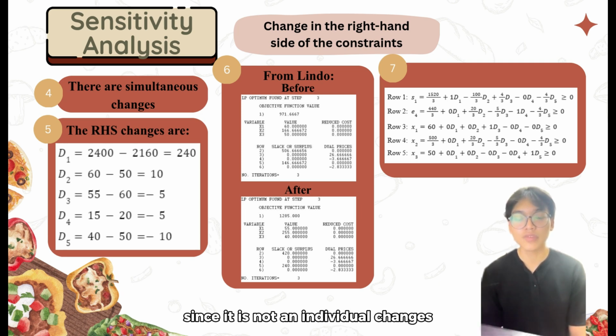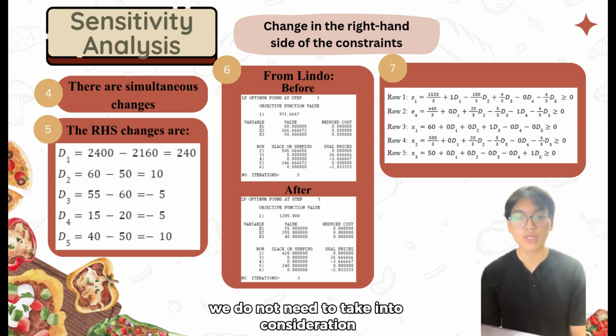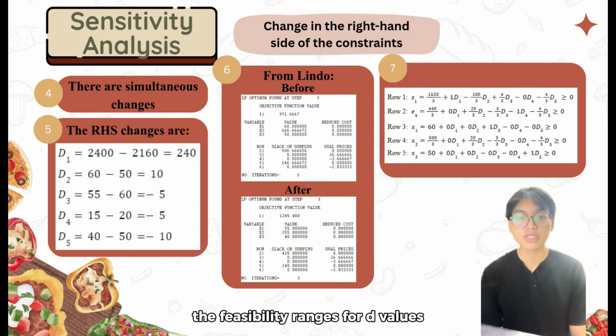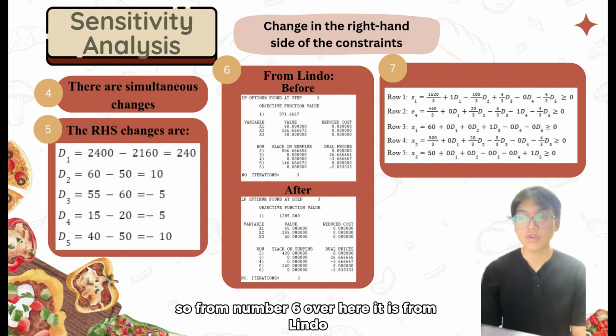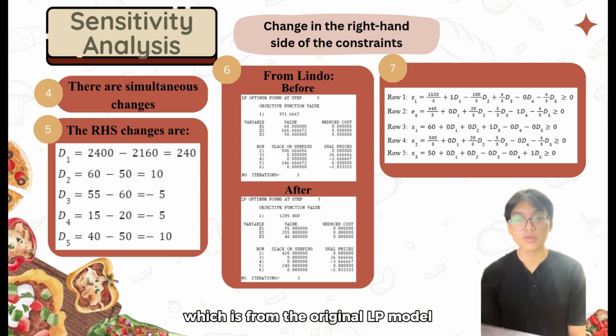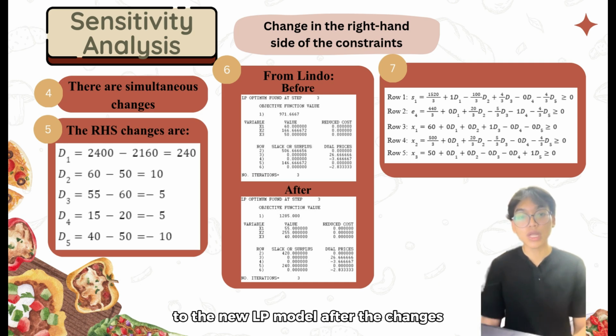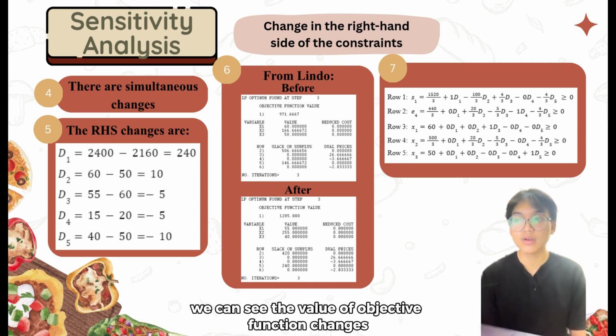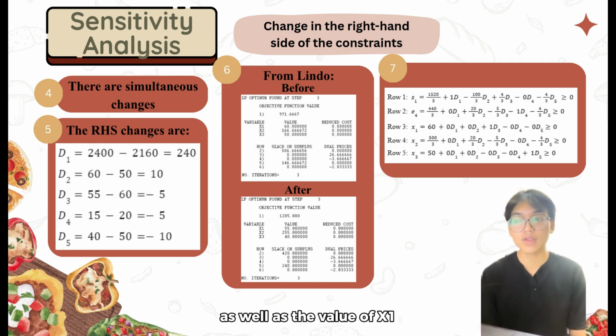Since it is not an individual change, we do not need to take into consideration the feasibility ranges for the values. So from number 6 over here, it is from Lindo, the before and the after, which is from the original LP model to the new LP model after the changes. We can see the value of objective function changes as well as the value of x1, x2 and x3. So how do we get this?